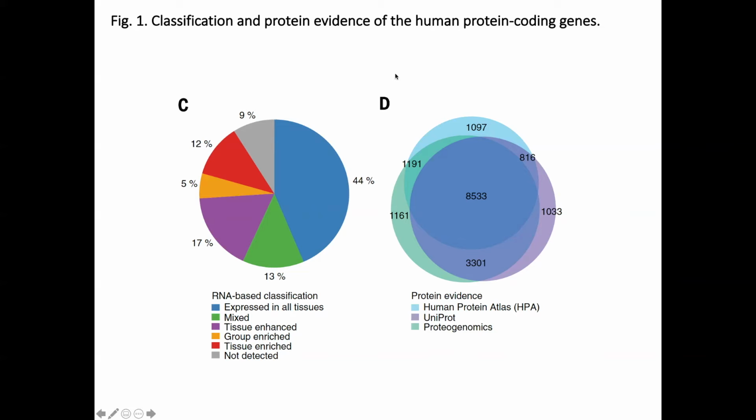So figure 1D here is a Venn diagram. These are circles that overlap each other, they call it a Venn diagram, okay? This Venn diagram shows the overlap between protein evidence on the basis of 3 online sources. One is the Human Protein Atlas in this study, shown in light blue. Another one is UniProt, and another is called Proteogenomics. The other two are also online databases. You can see that all 3 databases are heavily overlapped.